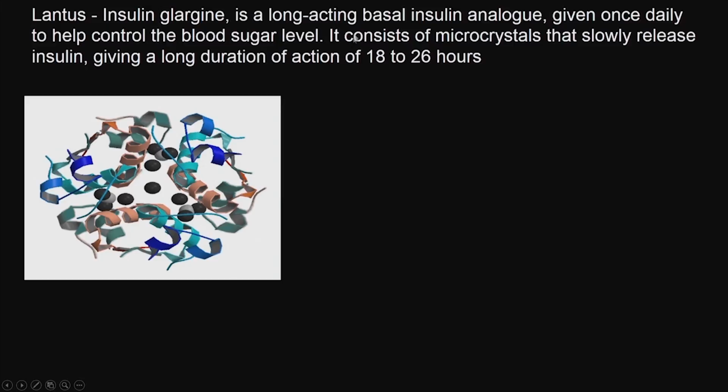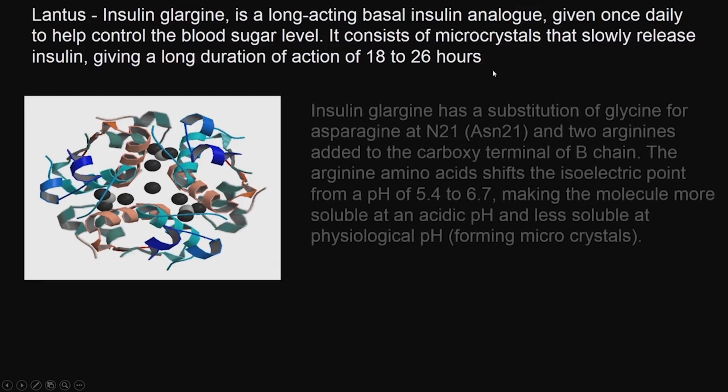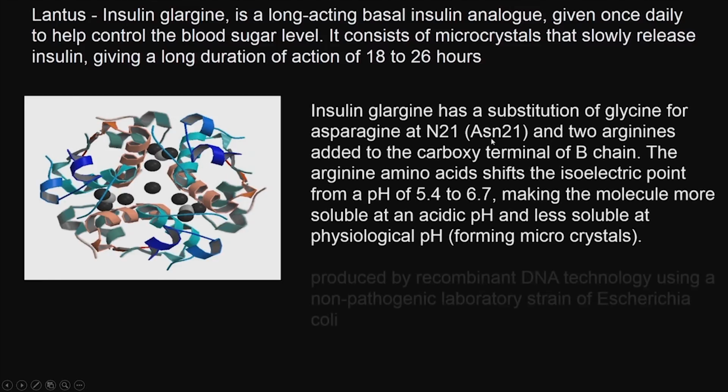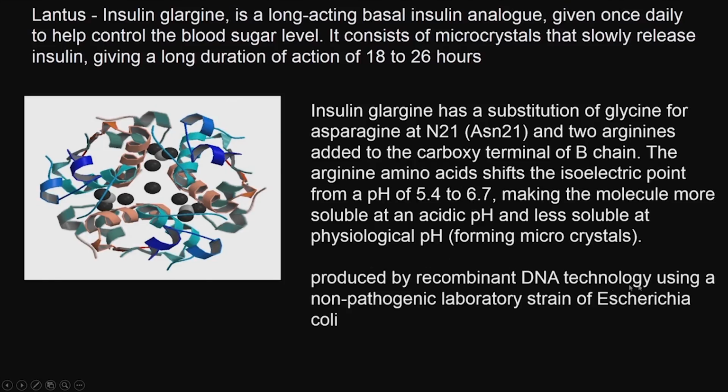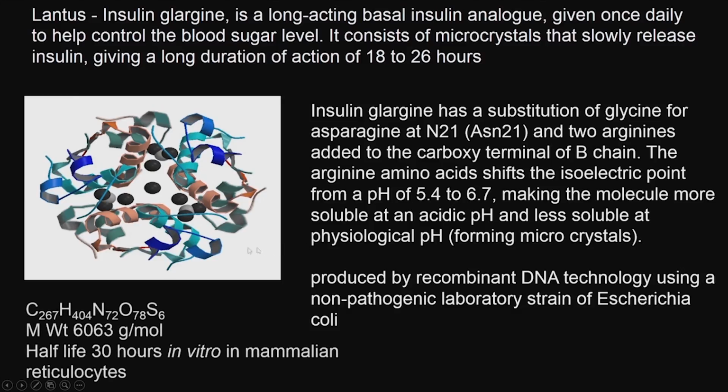Look at another one. This is a long acting basal insulin analog. Insulin analog means it is supposed to control the blood sugar level. It is a long duration, long action, 18 to 26 hours. It is produced by recombinant DNA technology. It has an isoelectric point of 5.4 to 6.7, half life 30 hours in mammals, 6063. So, it is not given orally, it has to be given through injection.